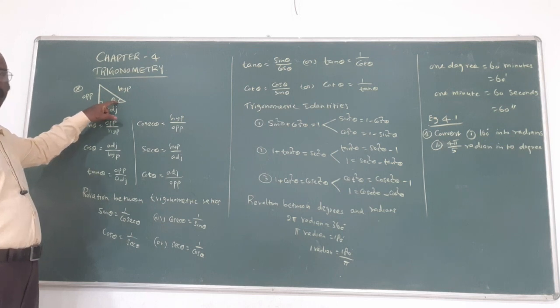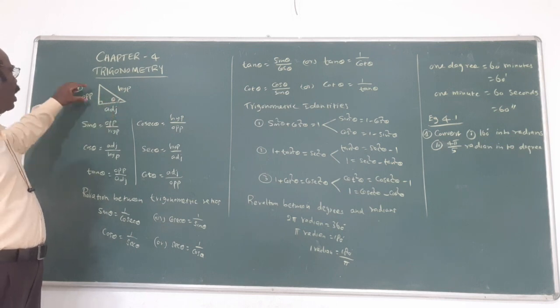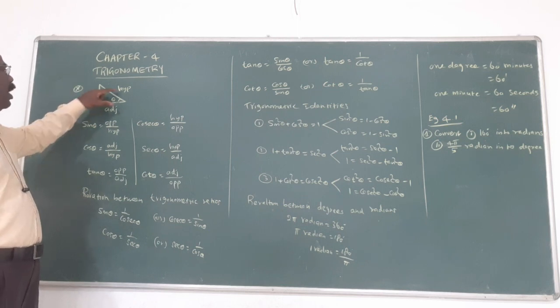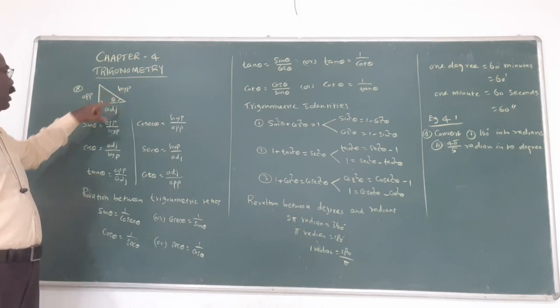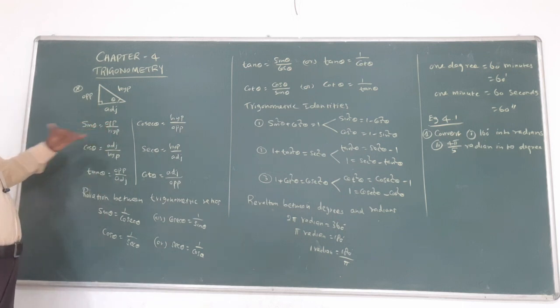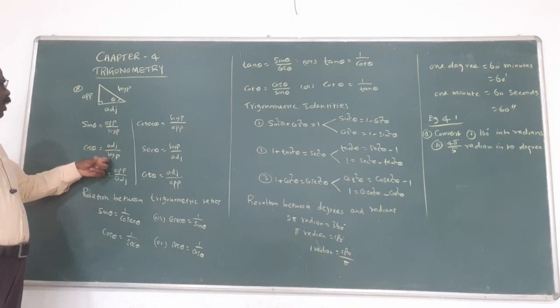This is the angle theta. The side opposite theta is the opposite side. The side opposite the right angle is the hypotenuse. The remaining one is the adjacent side. Now, sin theta is opposite by hypotenuse. Cos theta is adjacent by hypotenuse.